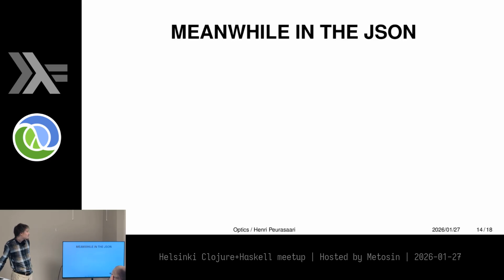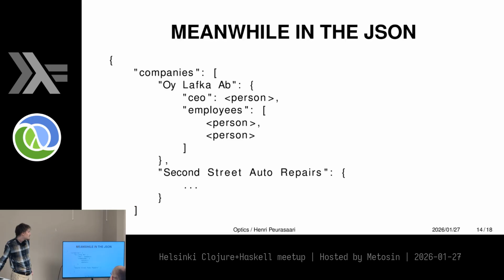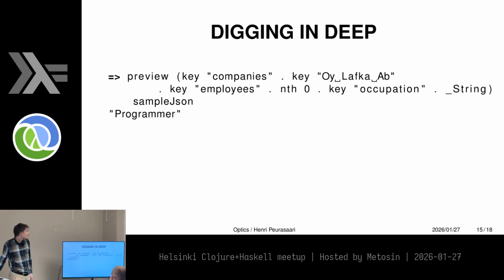So meanwhile, in the JSON, I have made a little bit of an example here. It's a JSON that starts with an array of companies. We have OY Lafka AB with the CEO and some employees, and Second Street Auto Repairs, much of the same. It doesn't fit on the screen, but you get the idea. And now we are going to start digging in. So here we can see that the nesting has started happening. This is with the helpers from lens-aeson.